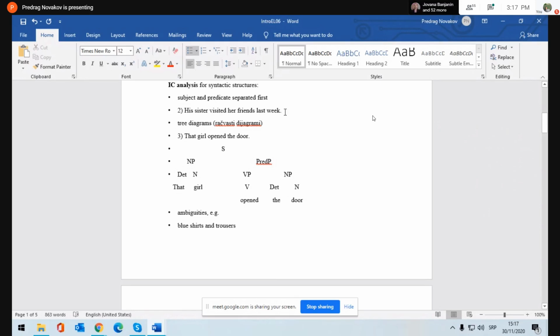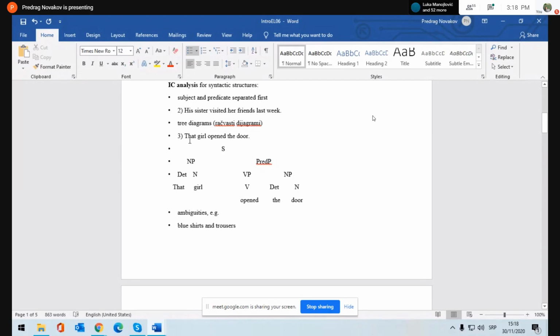Then you can finish last week by doing what? Last is a determiner and week is a noun. You can use it like this, okay? And then you have to finish the predicate, visited her friends, okay? What are we going to do with this? This is a verb and a noun phrase. Visited, verb, instead of opened, you can have visited here. And her friends, instead of the door, you have her friends, okay?